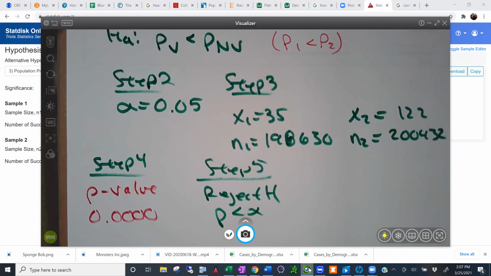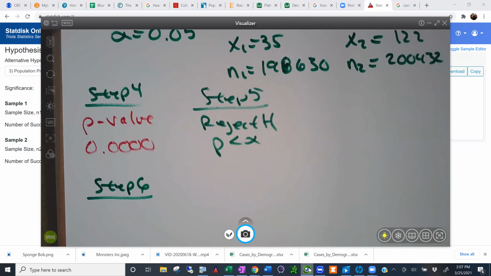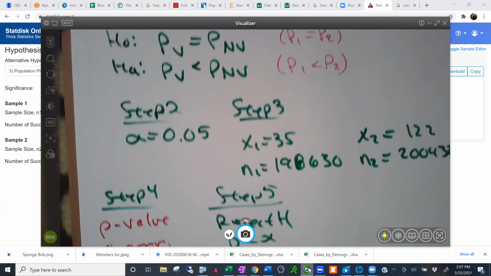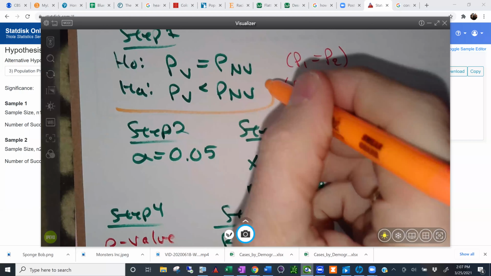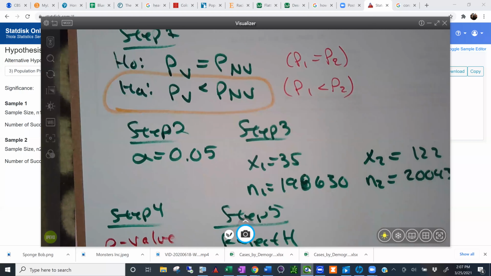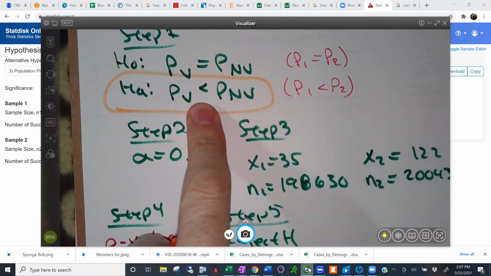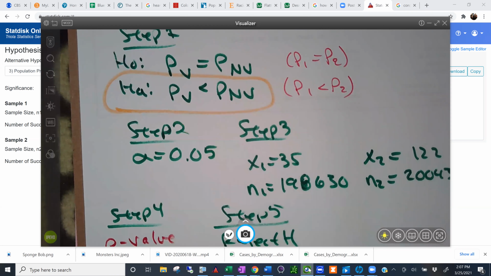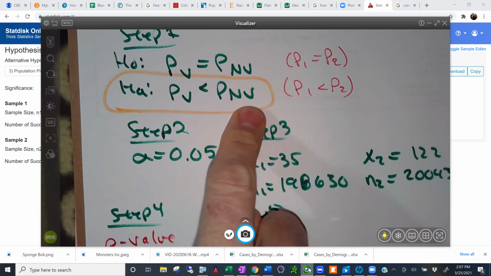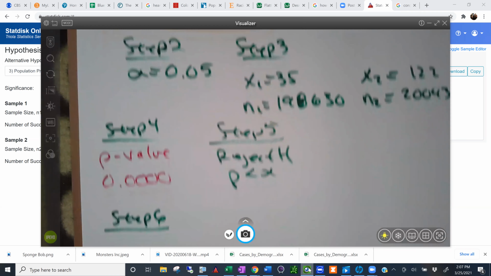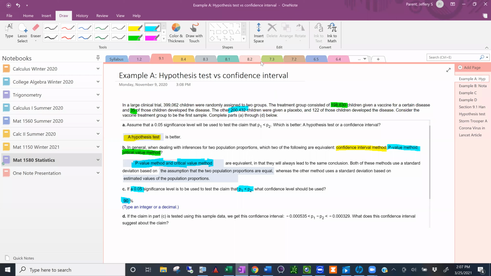And step 6 is your conclusion. Now, because this problem wasn't exactly written up for us, I'm going to state that our original claim is that the vaccine is effective, that the proportion of people getting polio with the vaccine is less than that proportion without the vaccine. So let's take it to our favorite handout here.